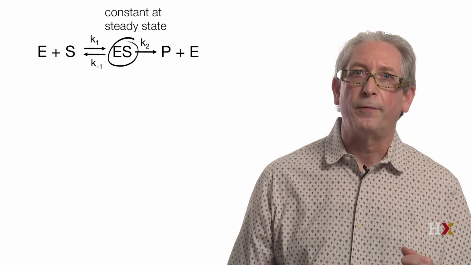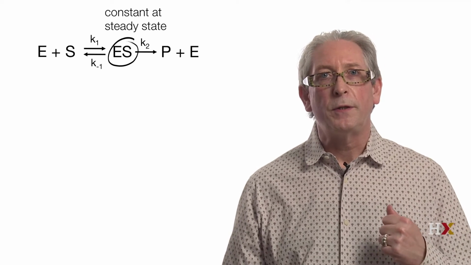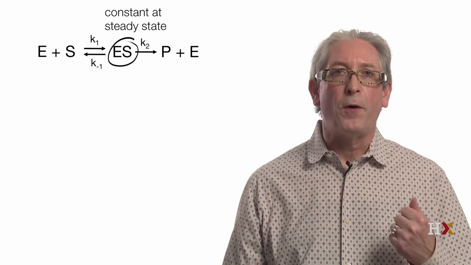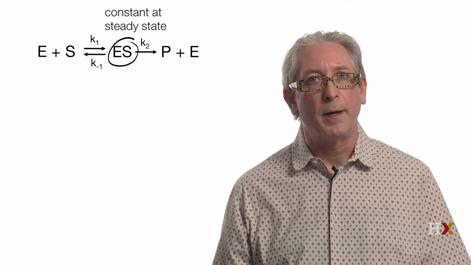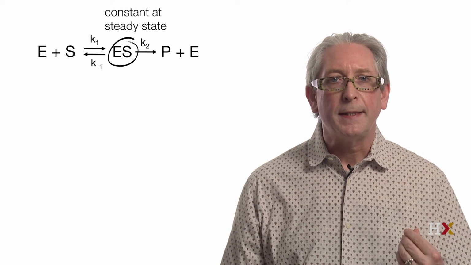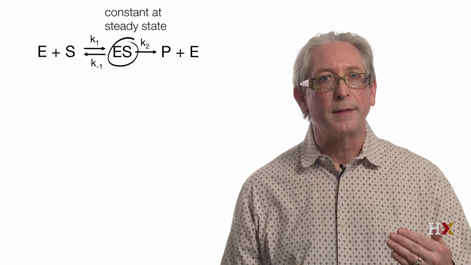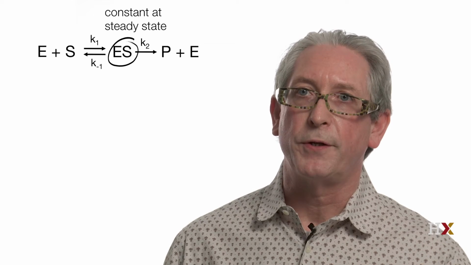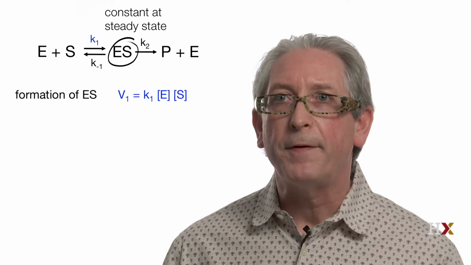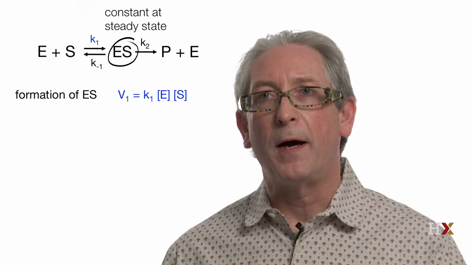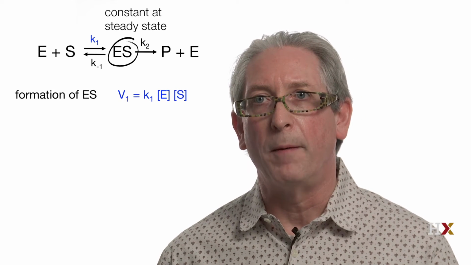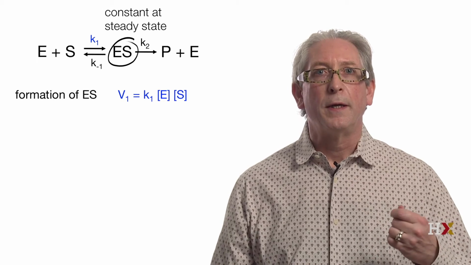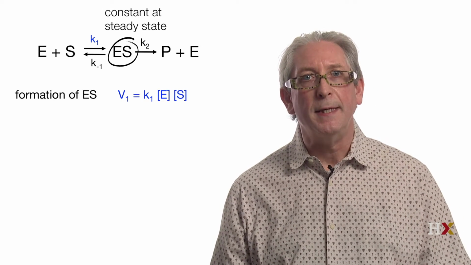The first thing that we have to do is to determine the rate of formation of the enzyme-substrate complex. This rate is the product of the rate constant, here K1, times the concentration of the starting materials, here the concentration of substrate and the concentration of enzyme. So what we have is V1, the velocity of formation of the enzyme-substrate complex, equals K1 times E times S.